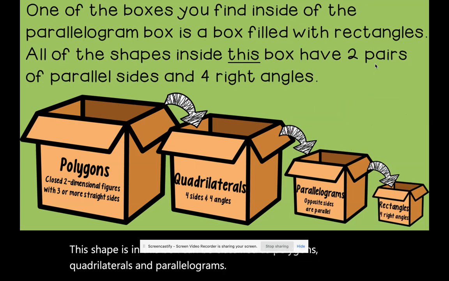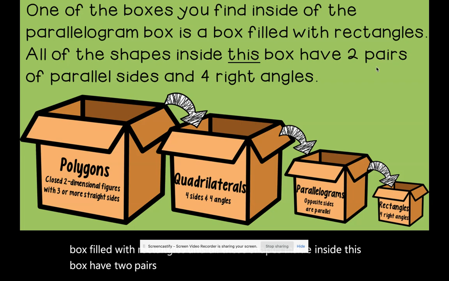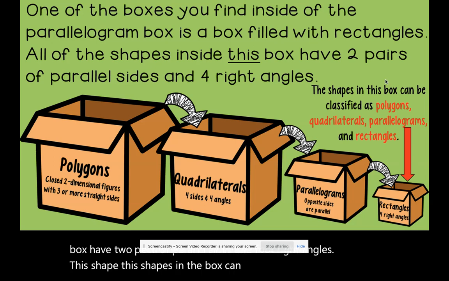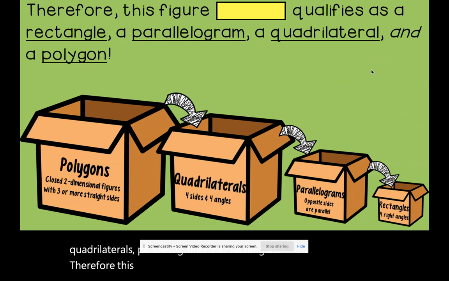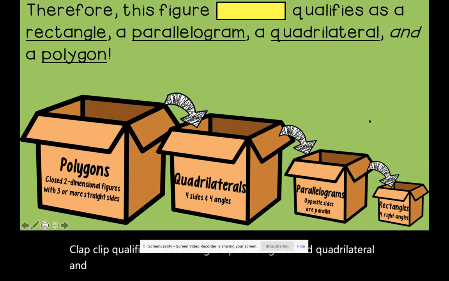One of the boxes you find inside of the parallelogram box is a box filled with rectangles, and all the shapes inside this box have 2 pairs of parallel sides and 4 right angles. These shapes in the box can be classified as polygons, quadrilaterals, parallelograms, and rectangles. Therefore, this figure qualifies as a rectangle, a parallelogram, a quadrilateral, and a polygon, just from that one shape.